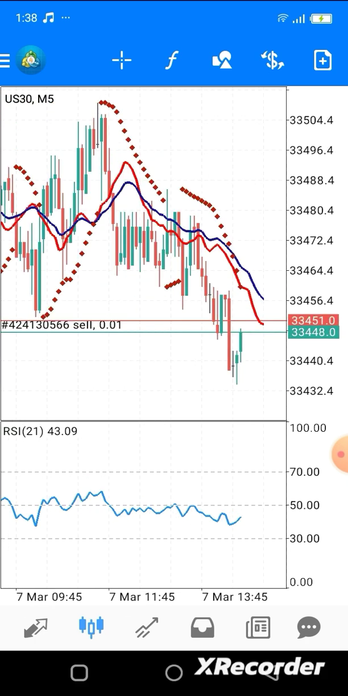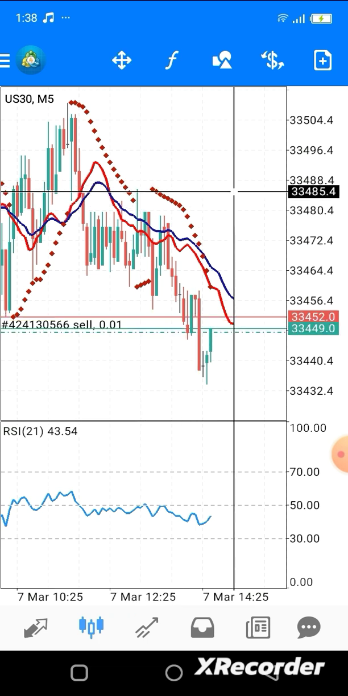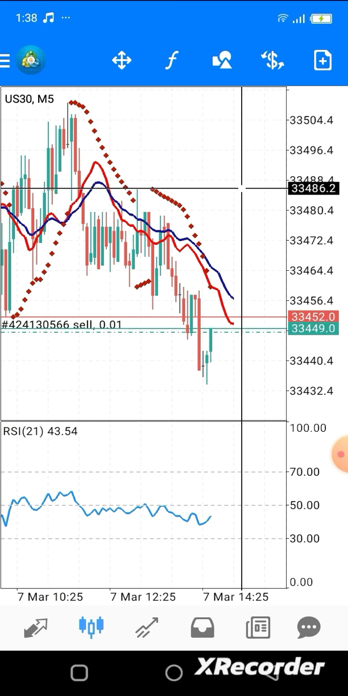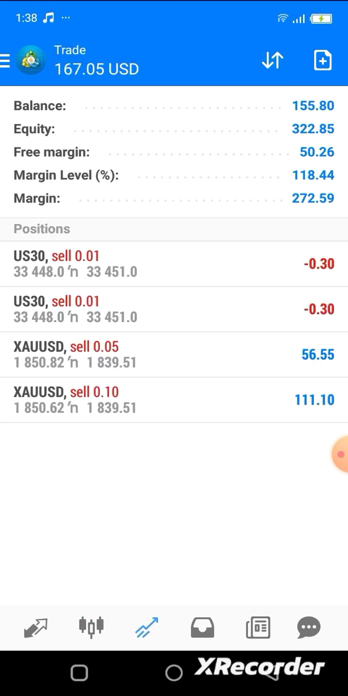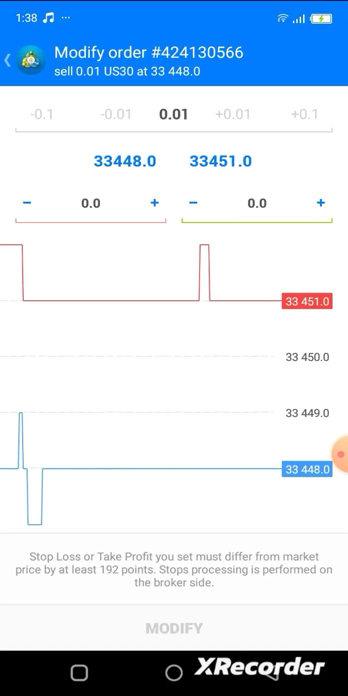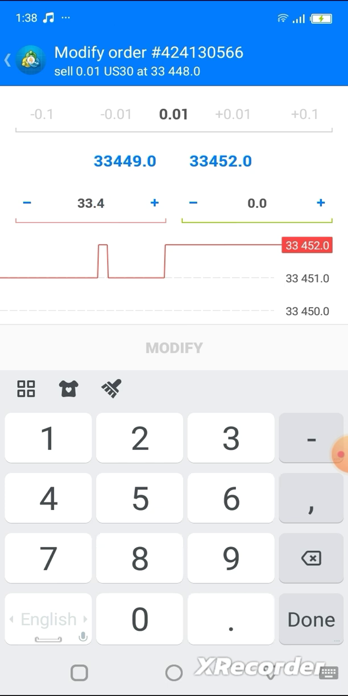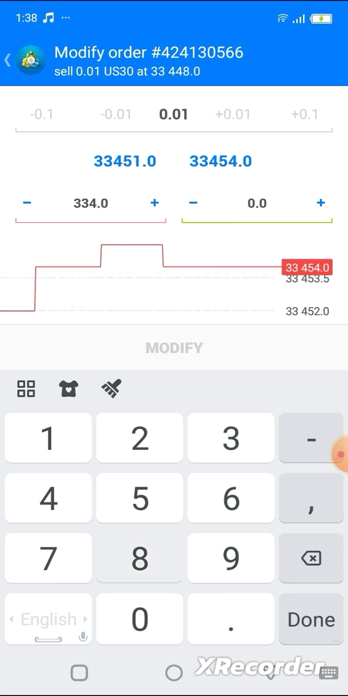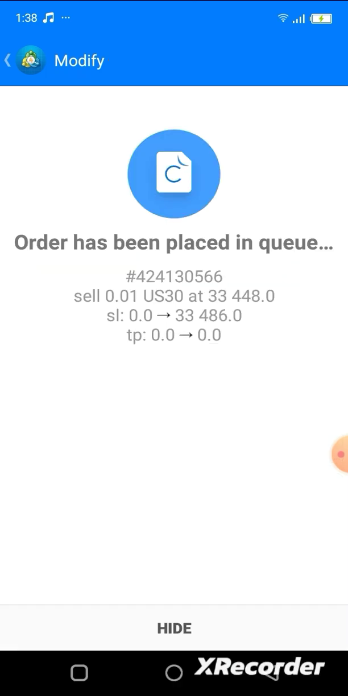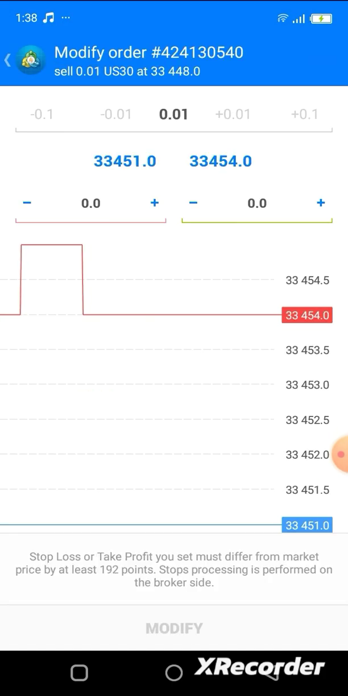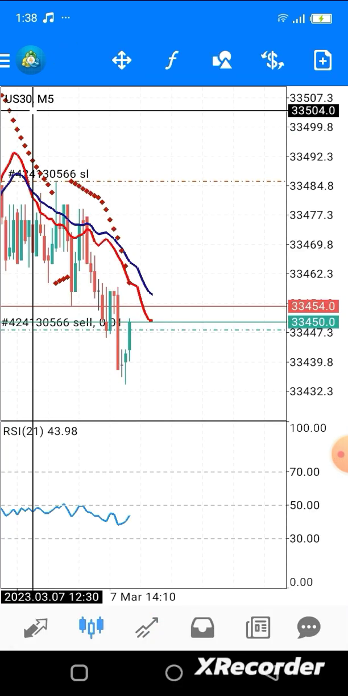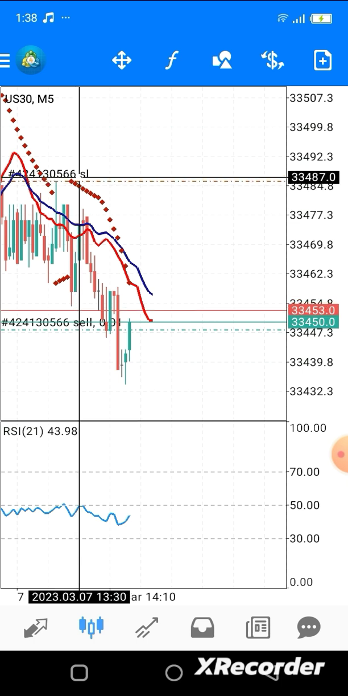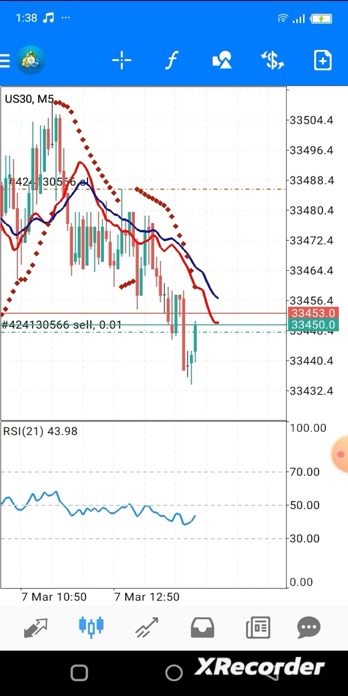So now I'll be putting my stop loss here at the top of the parabolic SAR. This is where I'm putting my stop loss, so I don't expect the market to come to this point. I'm putting my stop loss at 33,486. As you can see, I have my stop loss at the top of that parabolic SAR. So the market is definitely not coming to that point. I'm sure of it.